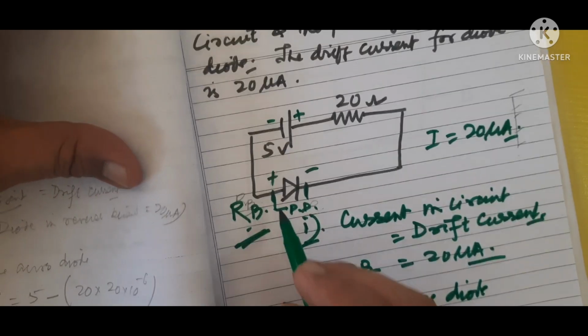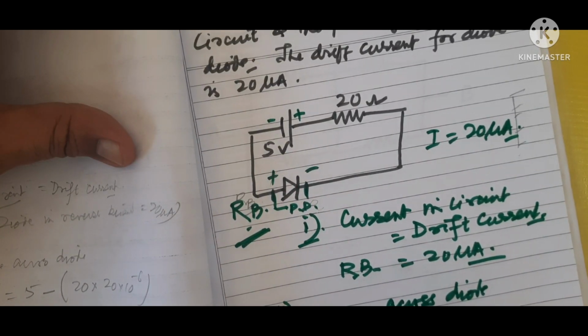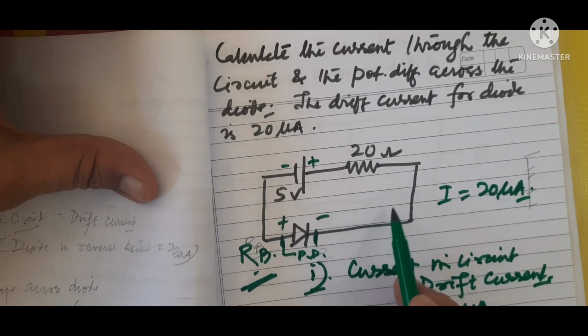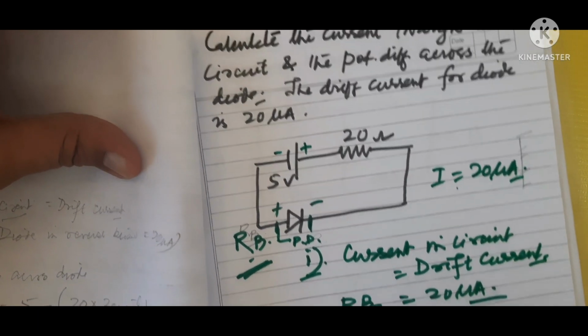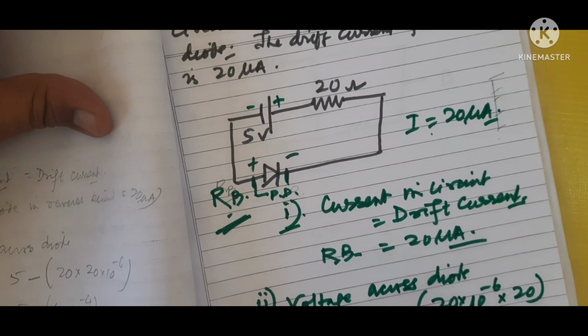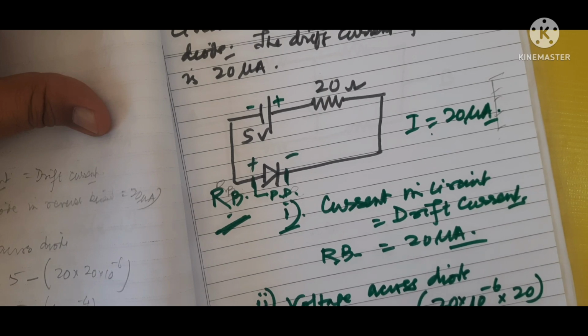will be, as it is a reverse bias, 5 volt minus I into R, the external resistance part. So I is 20 micro, means 10 to the power minus 6, into R, 20. So that comes out to be 5 volt minus 400 into 10 to the power minus 6.